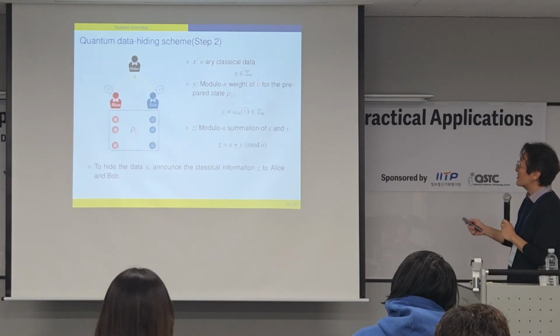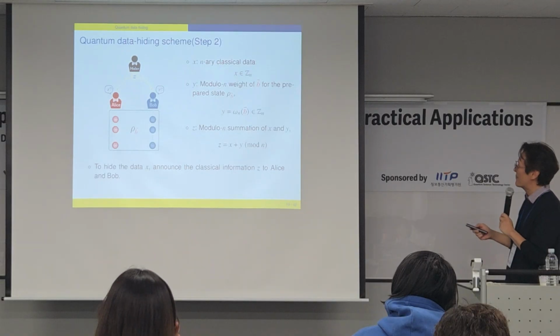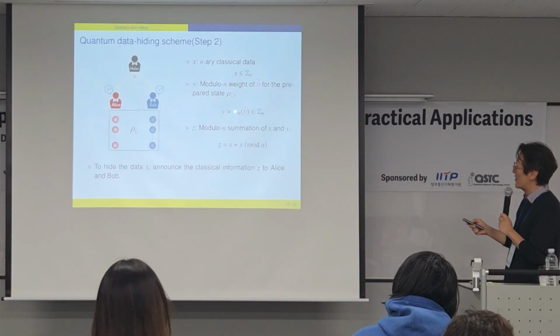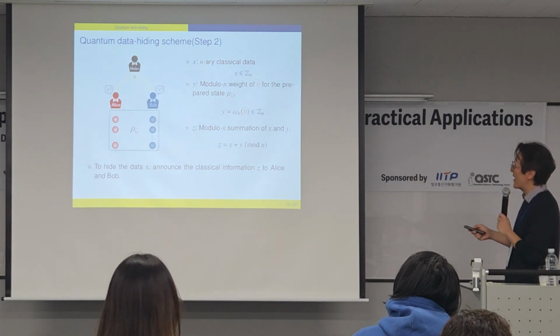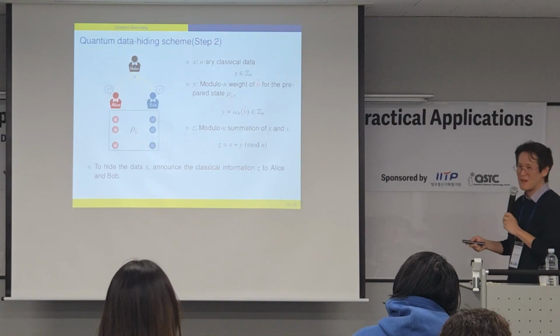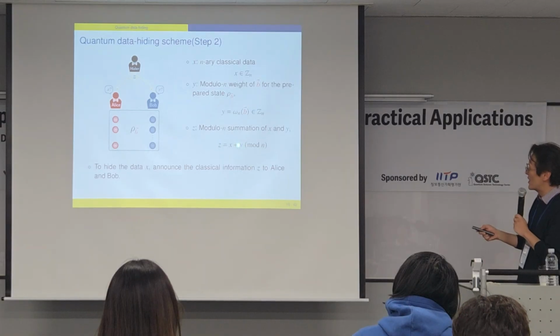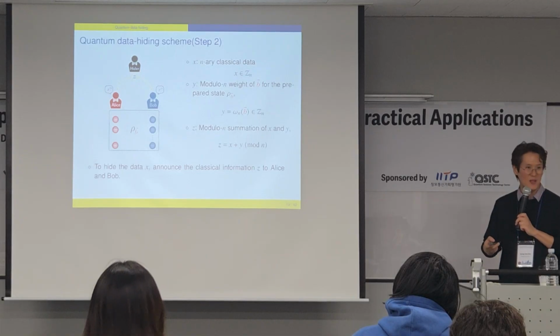And the second step is like this. The hider wants to hide this classical information X between Alice and Bob. Then to hide X, he just evaluates the weight of this quantum sequence he prepared, and then he will just add this to X as Y in mod M. And then he just announces Z to Alice and Bob. Once Alice and Bob know Z, to recover this X, they need to know this Y, which is the weight of the index of the quantum sequence.